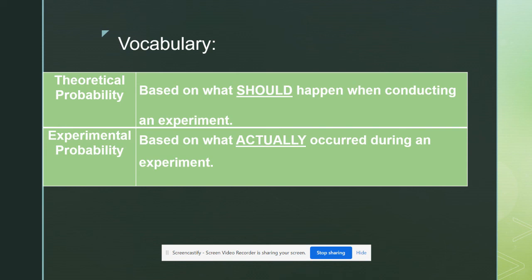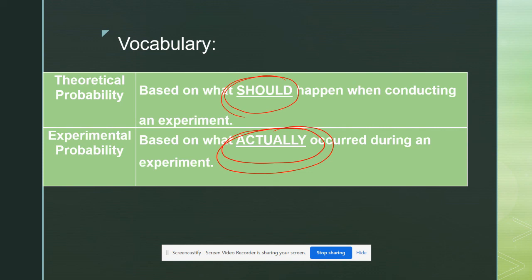So, experimental probability is what actually happens when you spin your spinner 100 times, or flip a coin 80 times, or rock, paper, scissors 1,000 times. Versus theoretical probability is what you should get when you flip a coin 100 times.